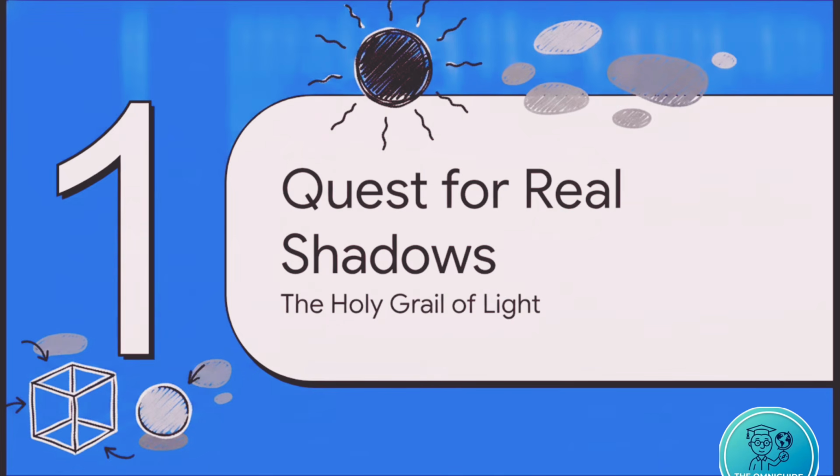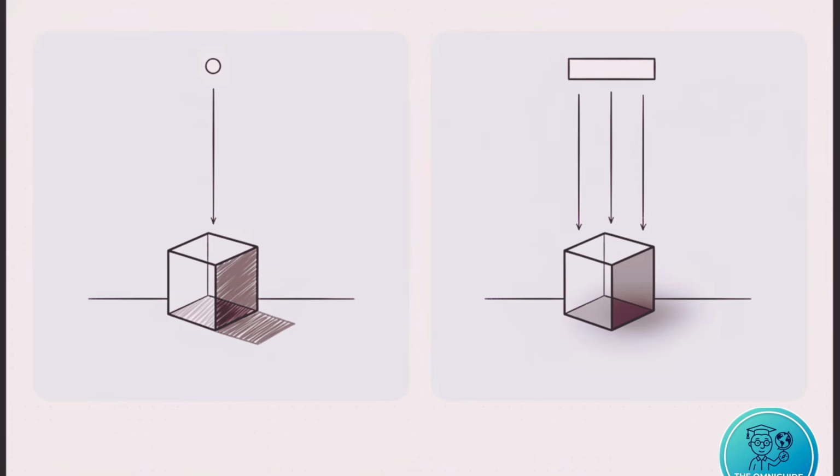Starting with part 1, the quest for realistic shadows. This really is the holy grail of light. Lighting is basically the ultimate holy grail in digital rendering and global illumination. And the difference? It really comes down to hard versus soft shadows. Hard shadows are created by single-point light sources. They've got these incredibly sharp edges and, let's be honest here, they just look artificial and fake in a 3D environment. Soft shadows, on the other hand, are cast by area light sources. They give you those beautiful, natural gradients, what we call the penumbra, and they look visually authentic.